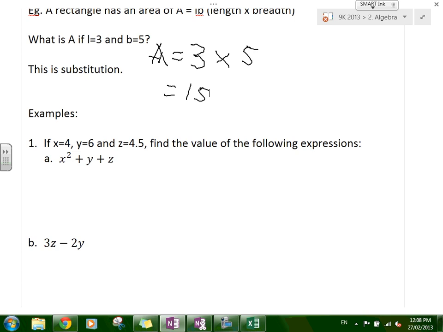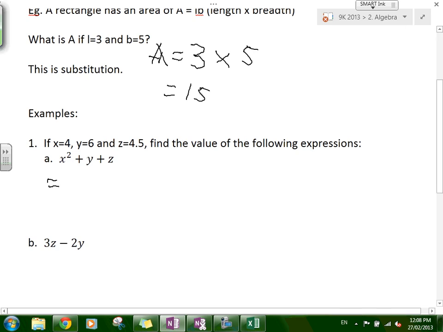Right, so the first one is x squared plus y plus z. Alright, so what we do is we substitute in the values. We say, well, x is 4, so instead of writing x like in the expression, we substitute in the number, which is 4. Alright, so we say 4 squared.